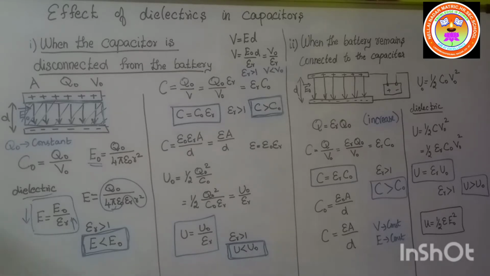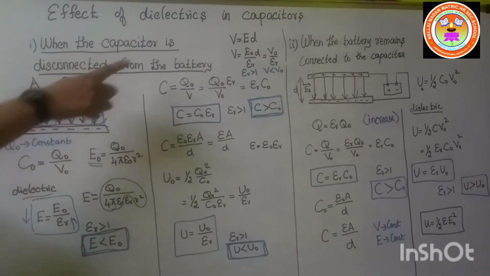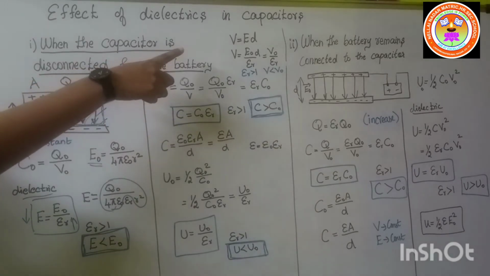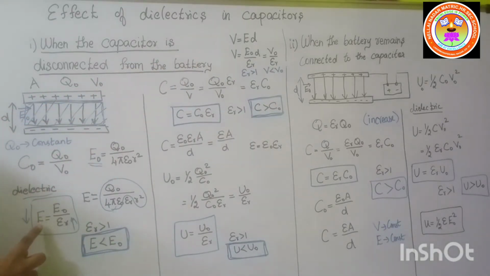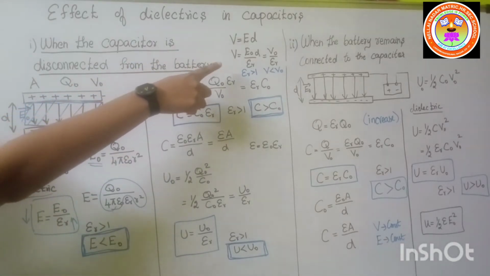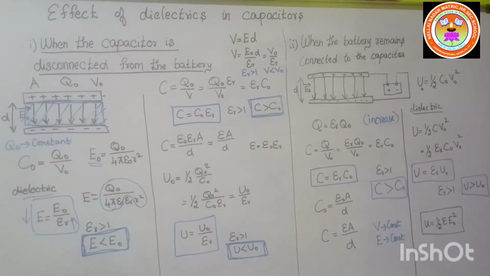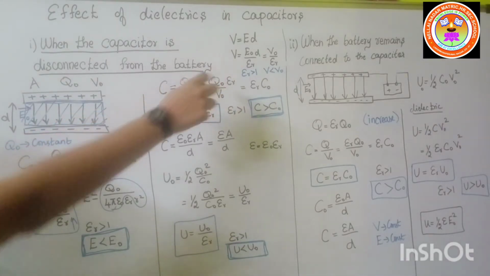Next, the first concept depends upon the electric field. Now we are going to explain the concept in terms of potential. We take the formula potential V is equal to ED. In the place of E, substitute what we already calculated, E is equal to E naught by epsilon r. So we will get the formula V is equal to E naught d by epsilon r.